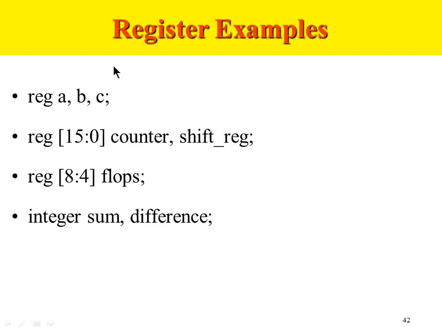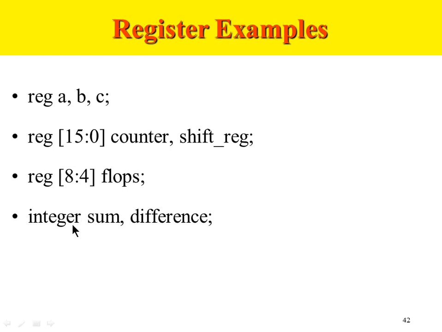These are simple examples of registers A, B, and C. Each of these is a single-bit register. Here we can declare reg [15:0] counter, shift_reg. So counter and shift_reg are each a 16-bit register. We can also declare something like reg [8:4] flops. This is actually a 5-bit register. Ideally it should have been 4 down to 0 for a 5-bit register, but Verilog supports this kind of indexing also, 8 down to 4. It's not a good design practice, but it is allowed by the language.